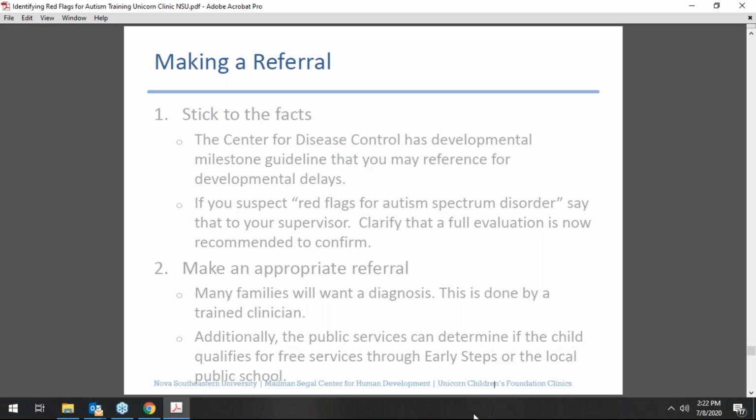Oh, I noticed the child is doing X, Y, Z. And I was just wondering, I wanted to get more information on whether the child demonstrates this at home as well. But you should clarify that a full evaluation is recommended to determine what is happening with the child. And then, of course, you make an appropriate referral, whether it's to any provider. We do the assessment, so we'll be happy to help any families that you have.